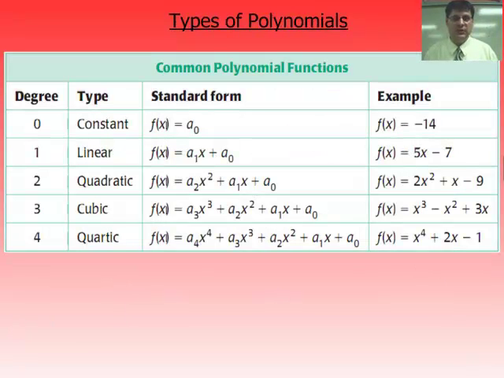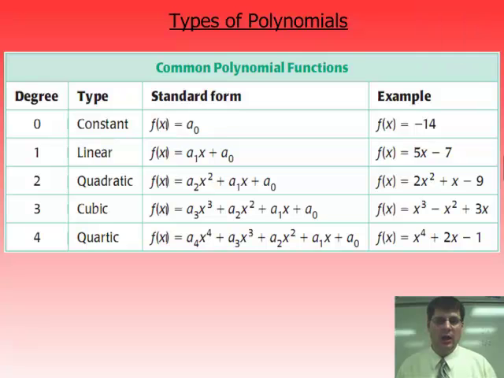Now, there are different types of polynomial functions. You are going to want to write this down because you're going to be held accountable for knowing the degrees from 0 to 4, as well as knowing the types. So you'll need to know the names, as well as how to spell them correctly, what the standard form looks like, and here are some examples so you can see what that looks like.